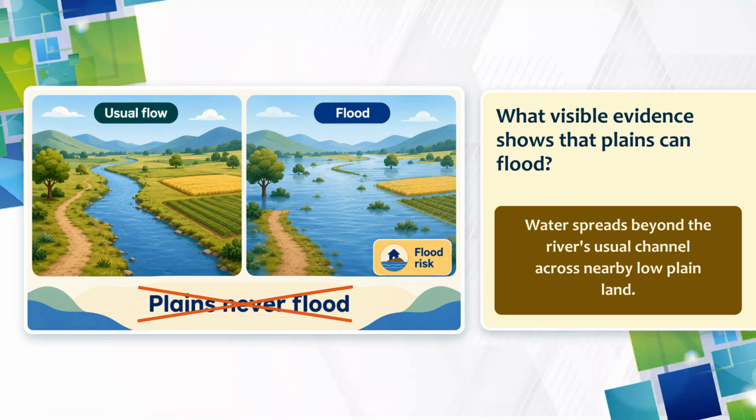What visible evidence shows that plains can flood? The second panel supplies the direct evidence. Water spreads beyond the river's usual channel across nearby low plain land. That visible spread shows that plains beside rivers can face flood risk. Next, we will balance plain benefits with flood risk and the need to protect rivers and soils.